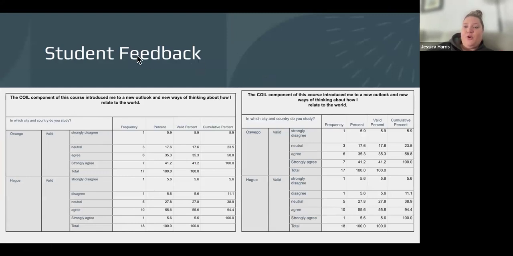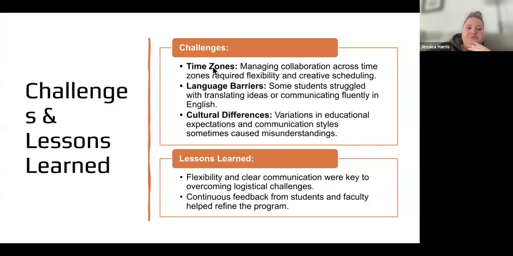Also, the COIL component of the course introduced them to a new outlook, ways of thinking about how they relate to the world. We've seen high rates when we look at the student feedback, but also their overall feedback in regards to the qualitative aspect and what they enjoyed, what they liked about it, those types of things.